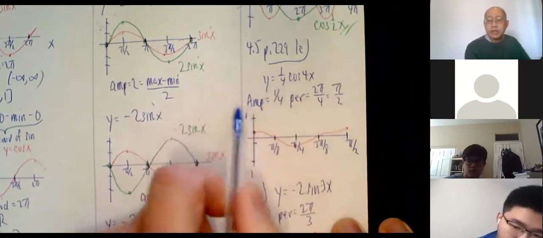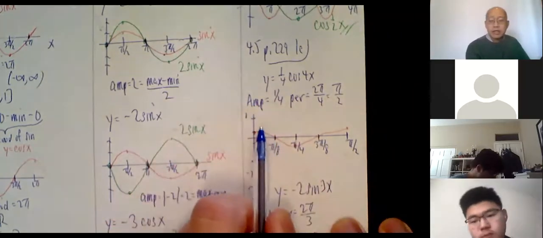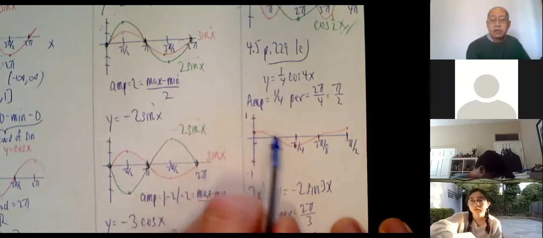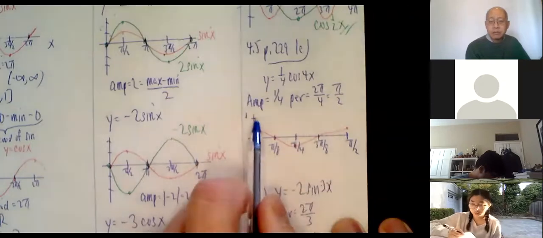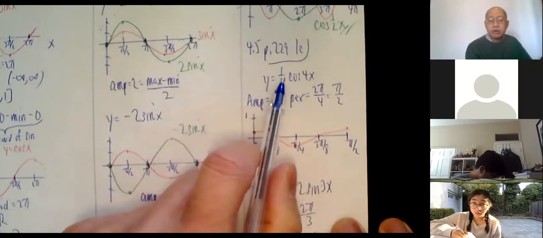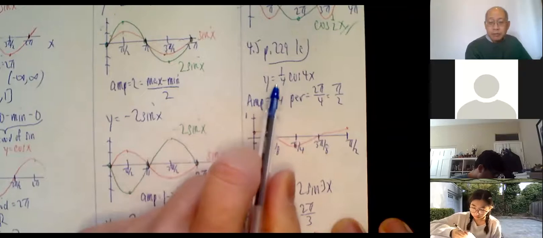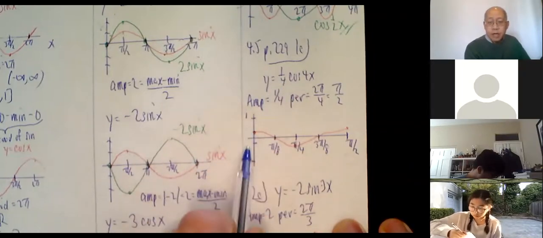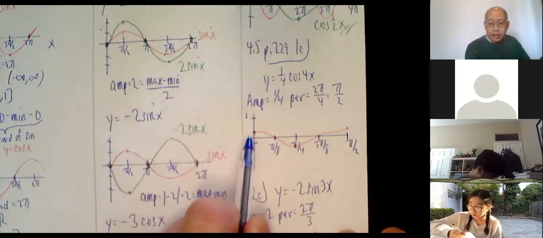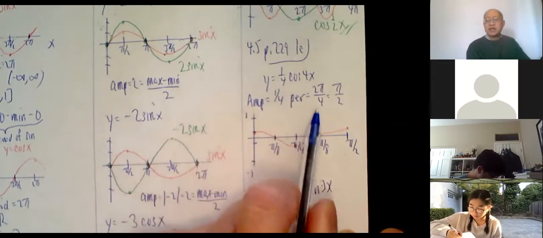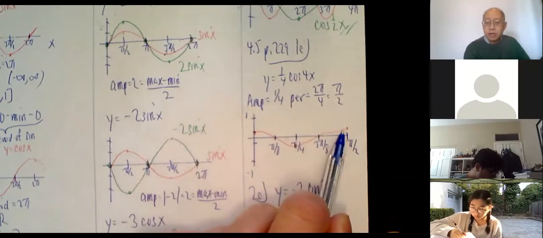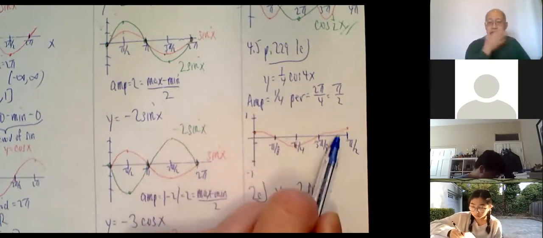Now, we know cosine starts off at the maximum. I gave you that little chart last time where cosine goes maximum, 0, minimum, 0, maximum. Ordinarily the maximum would be at 1, but because I'm multiplying by 1/4, I only go as high as 1/4 and only go as low as negative 1/4. So that's 1/4, that's negative 1/4. And furthermore, I finish an entire period not after 2 pi, but after pi over 2. So from here to here is one complete period.